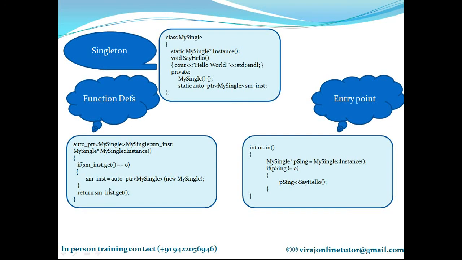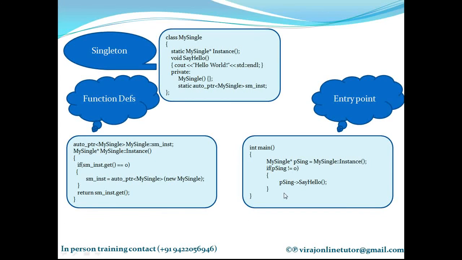So we create the object only once, that is the very first time, and for the remaining invocations of instance we return the same one. We return the reference of the same object. We don't even create a new copy. We just return a reference to the object that we created for the very first time.